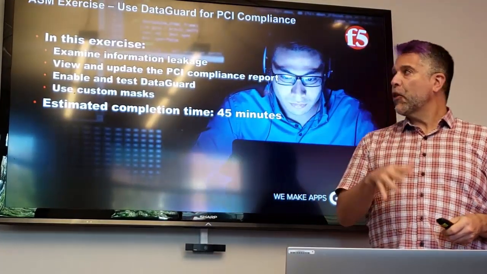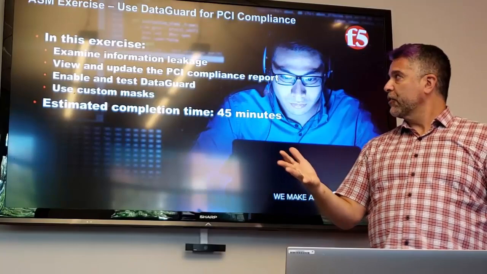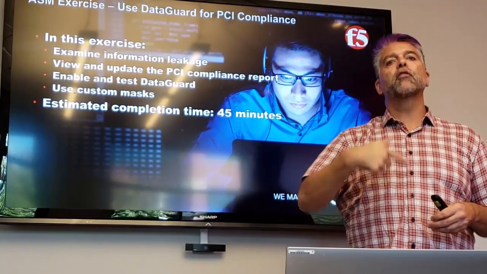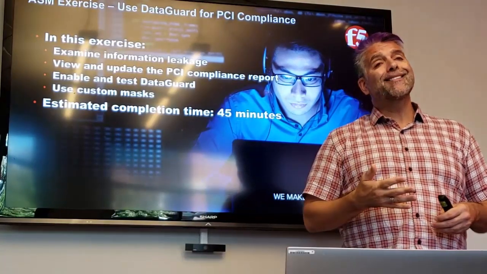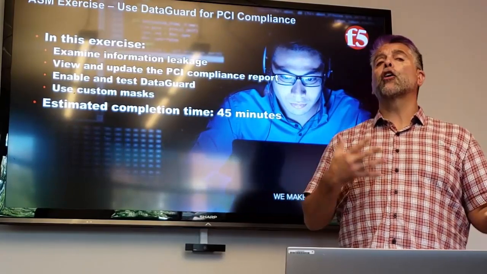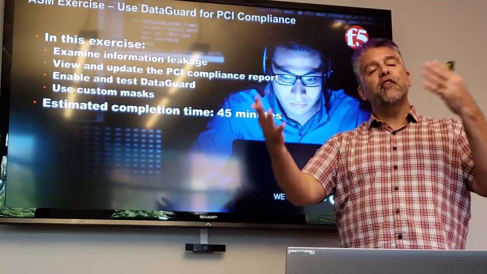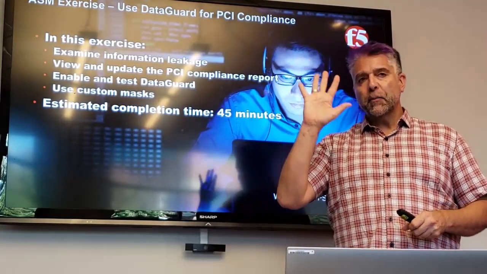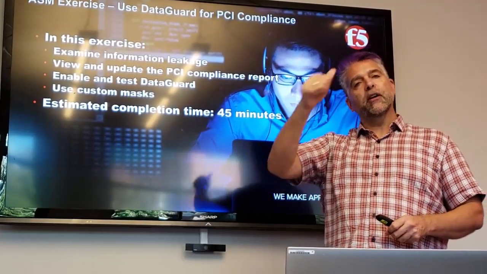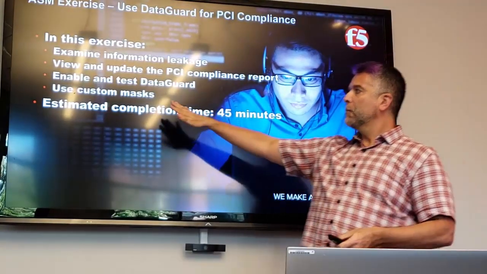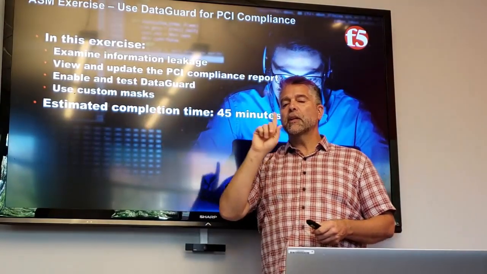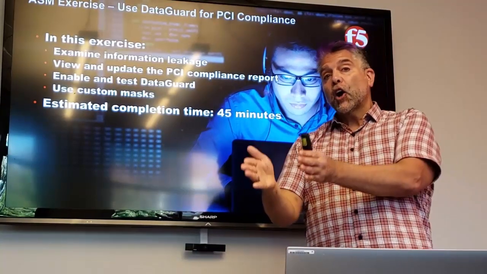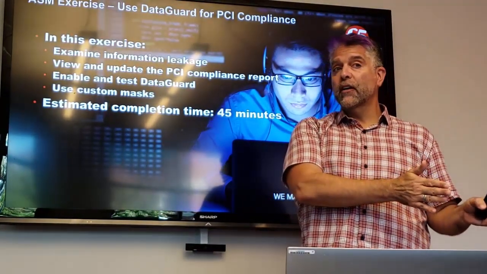In your exercise, you're going to do a couple of things. Again, you're going to start a whole new policy. You're going to see this idea of information leakage with credit card numbers and social security numbers. You're going to look at your PCI compliance report, and you're going to see that there are a few things that are not compliant. So we're going to fix all the items that aren't compliant, including adding DataGuard. And then you will have a completed PCI compliance report, and that'll be good to go. And then you'll finish by creating some custom masks. And I believe, if I remember correctly, that will also include accounting for credit card numbers leaving the last four digits visible.